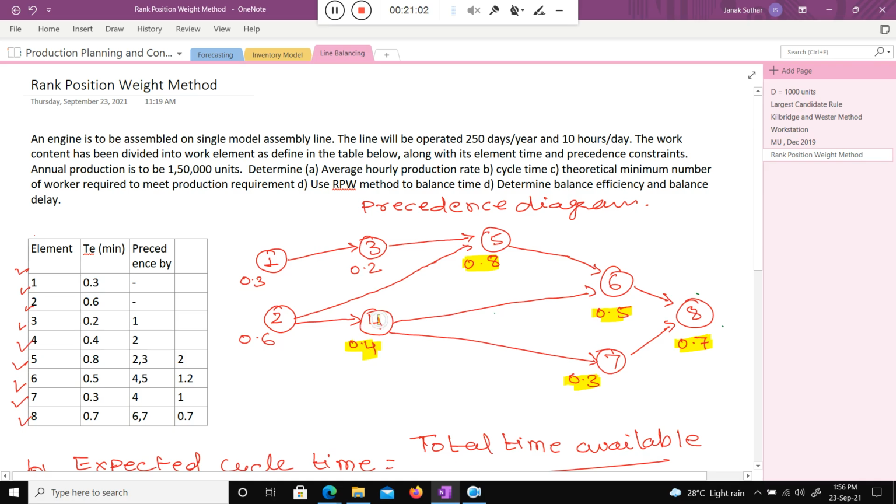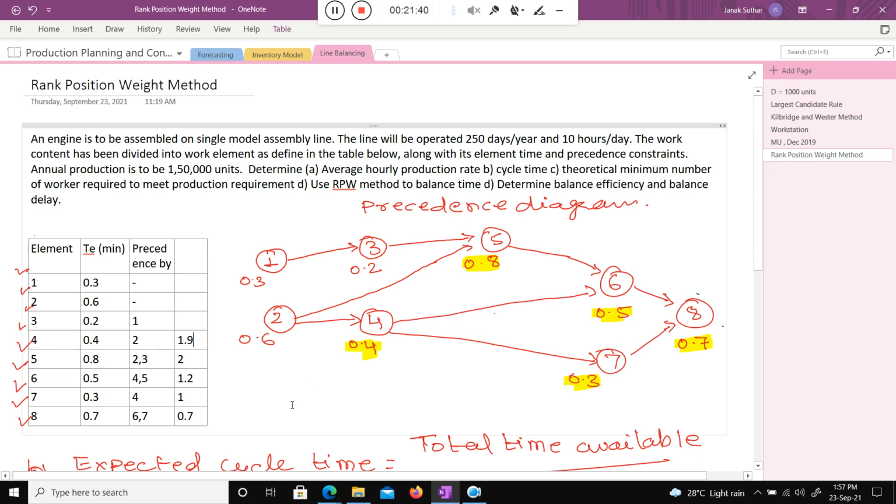Again I am repeating: when I talk about 4, how to go from 4 to the end, there is one process, 4 to 6, 6 to 8, and another process, 4 to 7, 7 to 8. I need to add all the work elements which come into all the paths. There are two feasible paths to go to 8. So 0.4, 0.8, 0.5, 0.7 is one path, and for the other path you need to add one more task time, that is 0.3. All the work elements are added, and that is 1.9. So I write here 1.9.